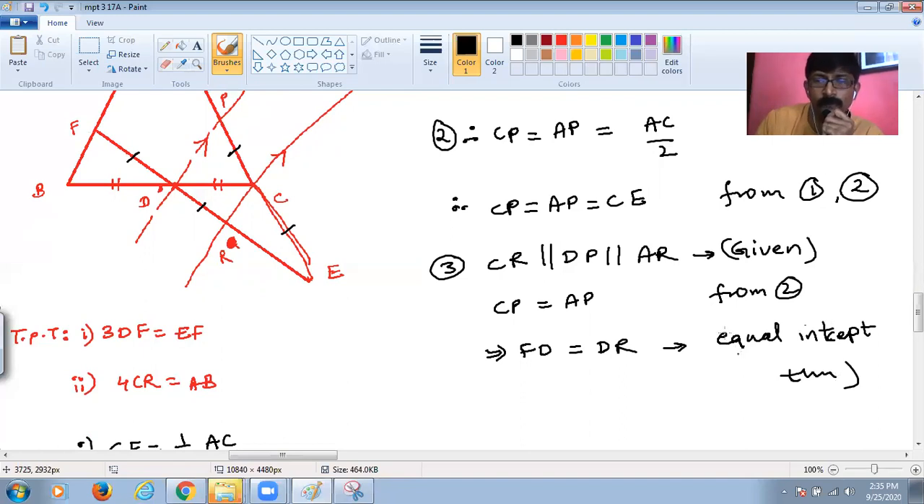Isn't it very simple? Now that's nice. Now we have to prove some other way DR is equal to EF. Now how we'll do that? Look at this. First of all, I'll just teach you orally and then we'll write it down. Say statement number 4. Let me teach you first of all orally.